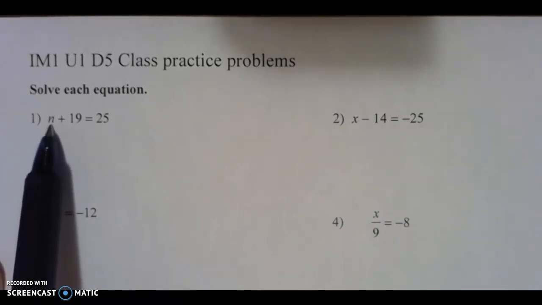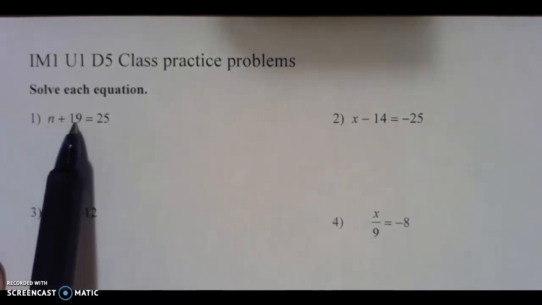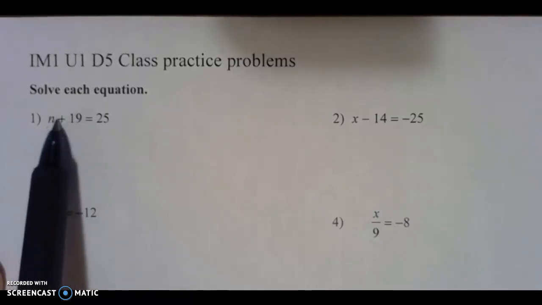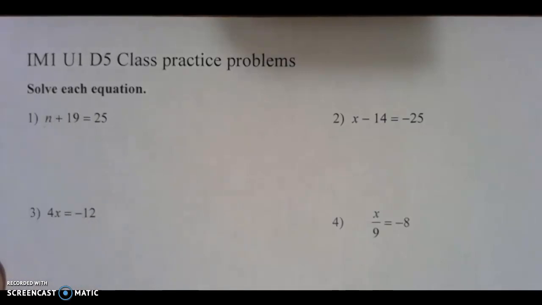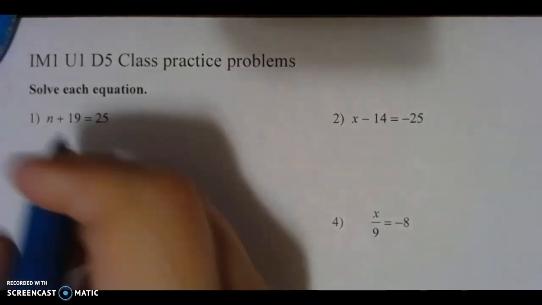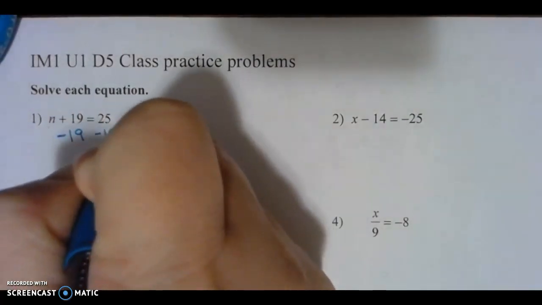Okay, so consider what is happening to n. What is being done to n right now? N is being added by 19. Okay, so to find n, we need to undo adding 19. How can we undo add by 19? We need to subtract 19 from both sides, like so.